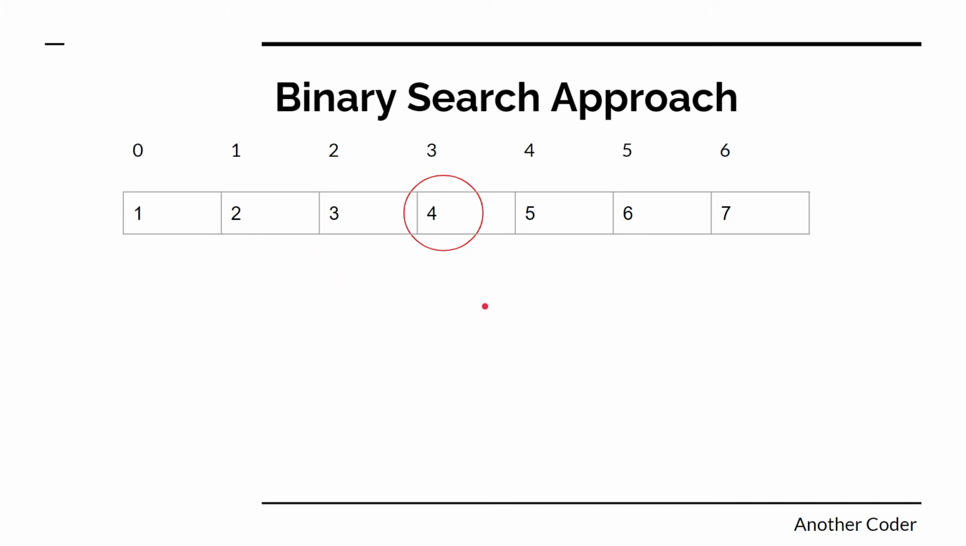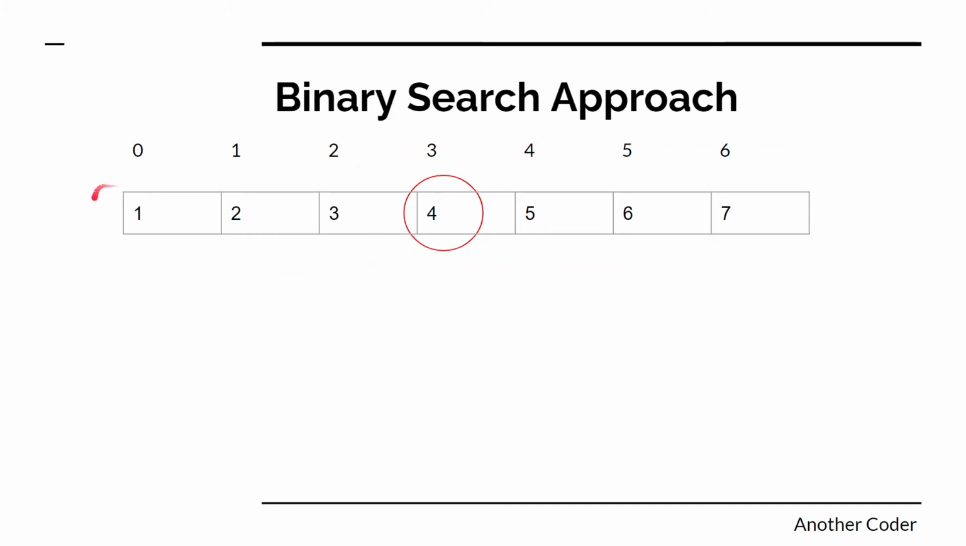If the value I'm searching for is greater than 4, then I'll go to this half, and obviously I'll discard the other half and divide the array into 2 parts. For example, in this case I was searching for 1 which is less than 4. So I'll move into this part and discard this part completely.